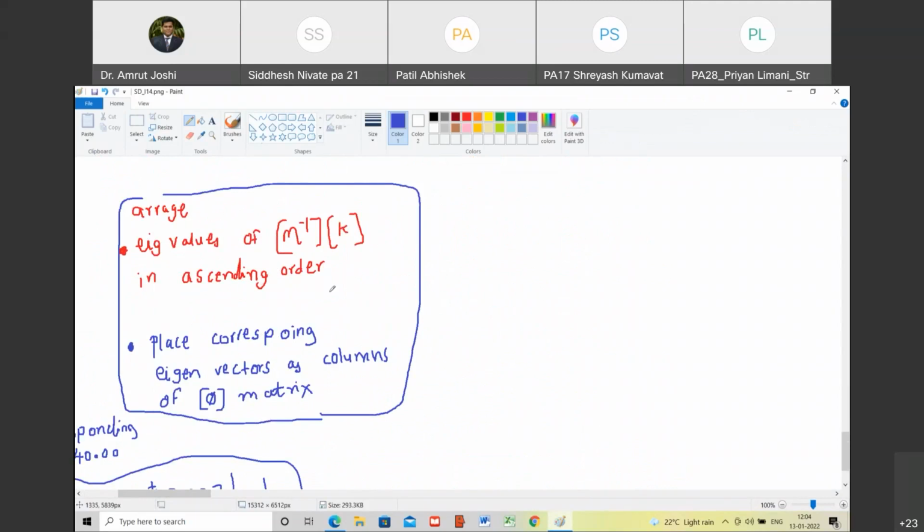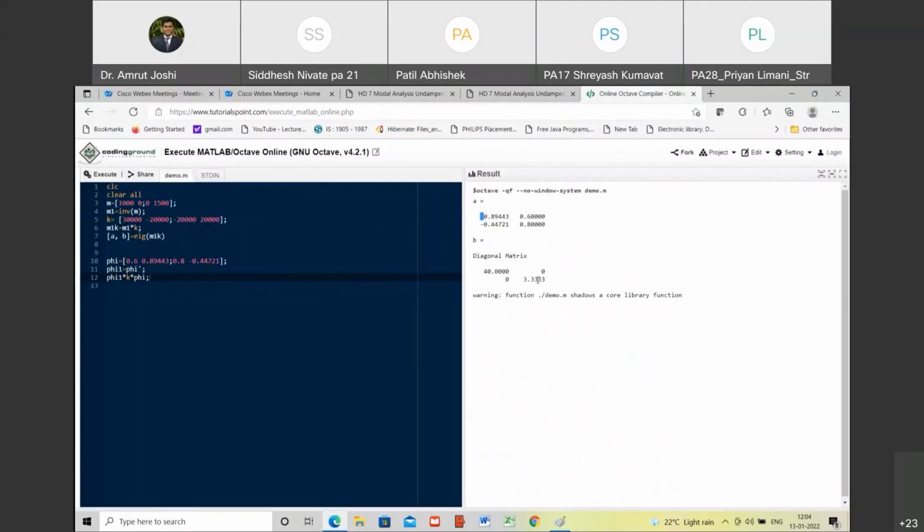Are you with me? Yes, sir. So first you have to arrange these eigenvalues in ascending order. What is the first eigenvalue then? It is 3.333 and then 40. Lowest eigenvalue, then greater one, then even greater, and so on and so forth. As many degrees of freedom as there are, there will be that many eigenvalues. First of all, rank them from lower to higher.